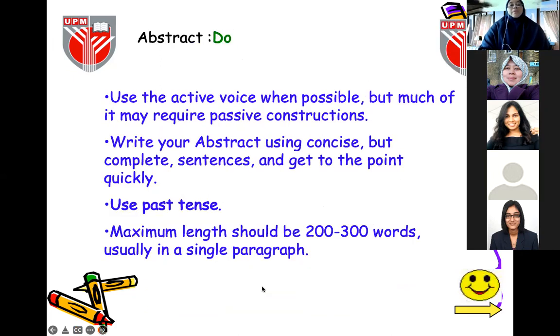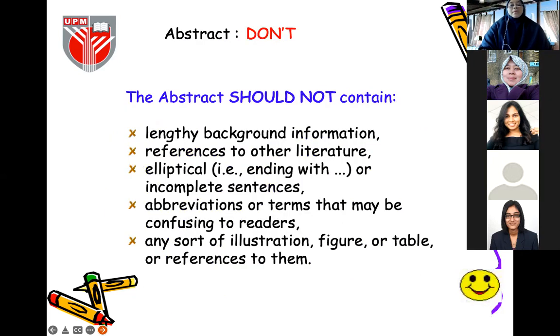Use the active voice, complete sentences, and get to the point. Of course, this one is relative, it's not always this style. The abstract should not contain lengthy background information. Of course, you cannot have too much introduction. There are no references or citations in the abstract.